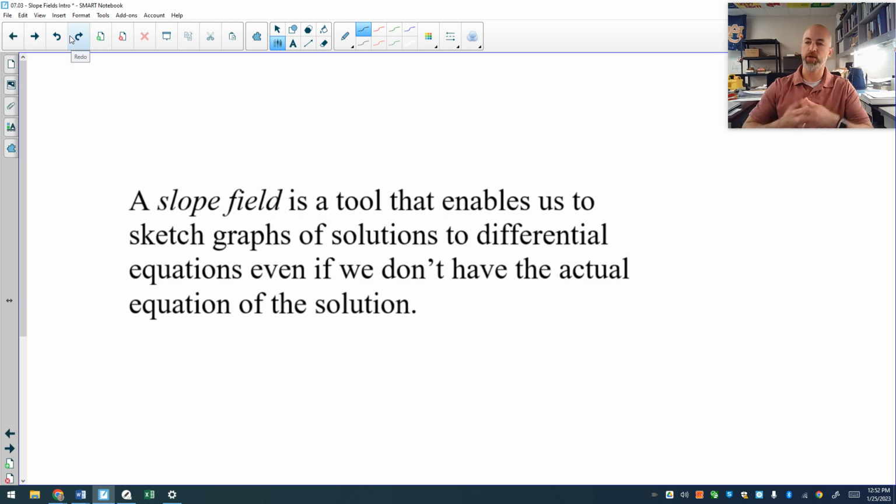So let's talk about what a slope field is. It is a tool that enables us to sketch the graph of the solution to a differential equation, even if we don't have the actual equation of the solution. So if we have the differential equation, we have some representation of the slope or the derivative of the solution, and we can use that to sketch the solution even if we don't have the equation.